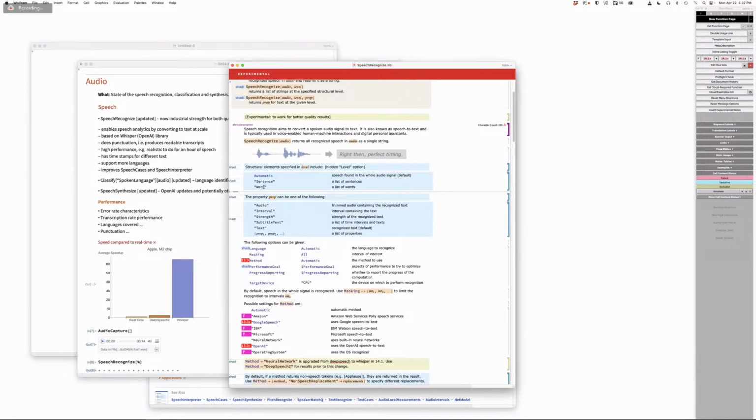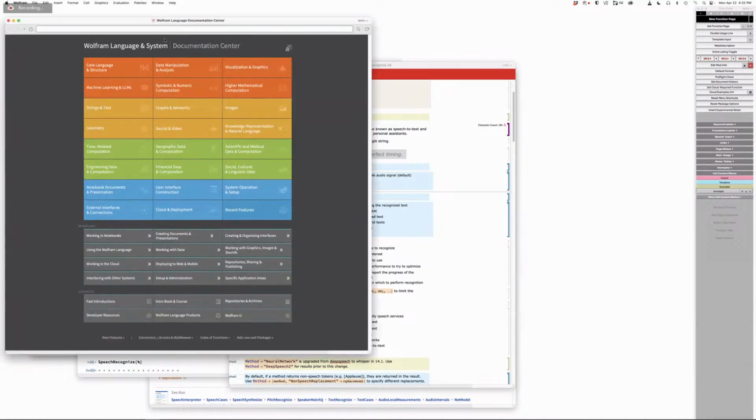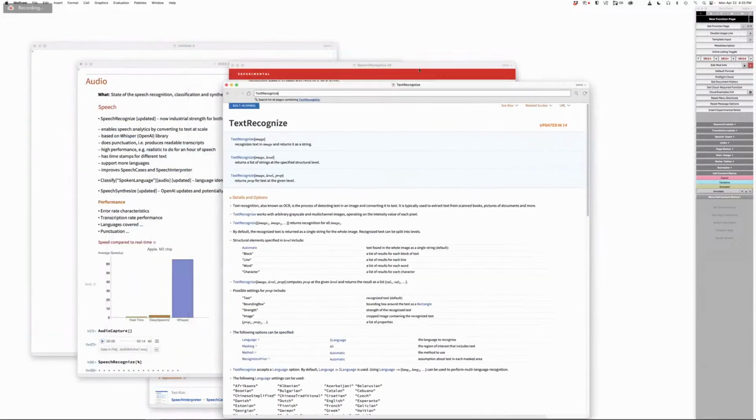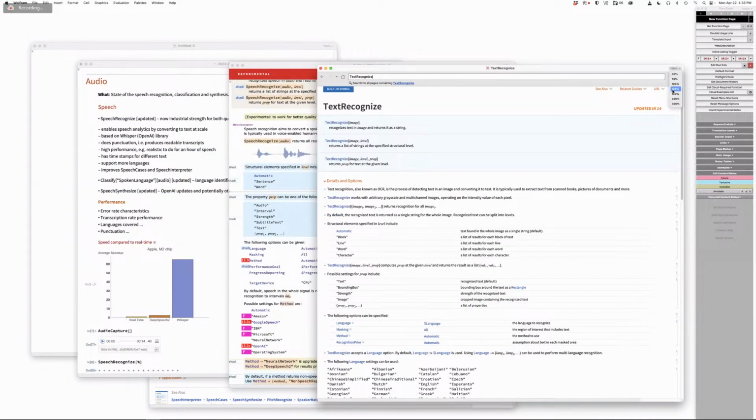So now this reminds me of some other functions we have, like word counts, things like this, or text cases. What are other examples? Text recognize. Yes. Okay. How does that do its thing? This design is really similar to that. I see. Okay. Let's take a look here.